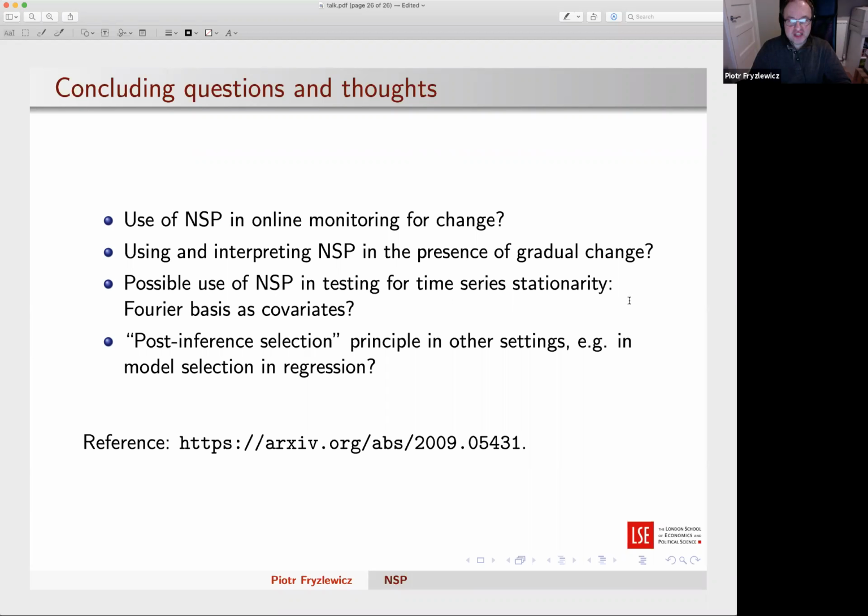Testing for time stationarity, I'll skip that, that's more technical. And post-inference selection as a headline in other settings, big question there, whether it makes sense or not. And the paper is where it is on arXiv.